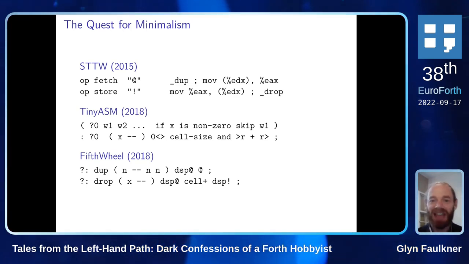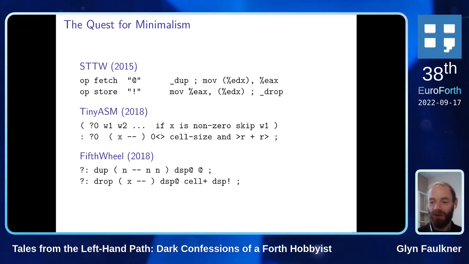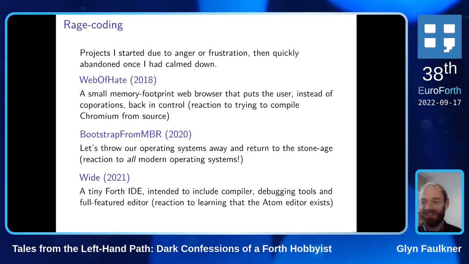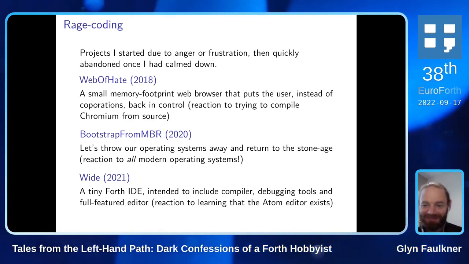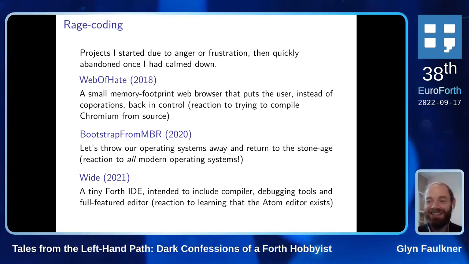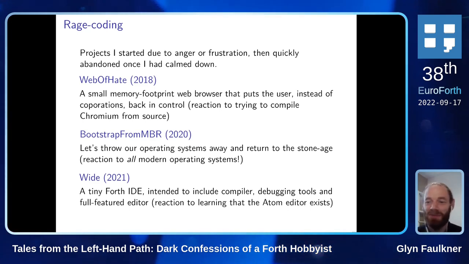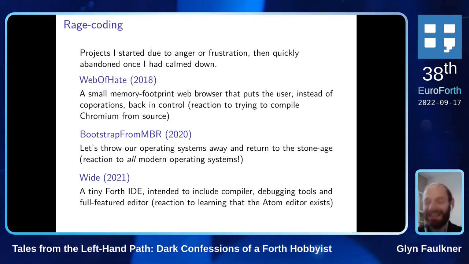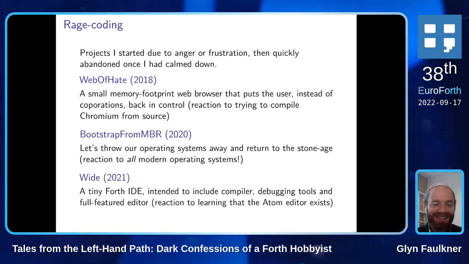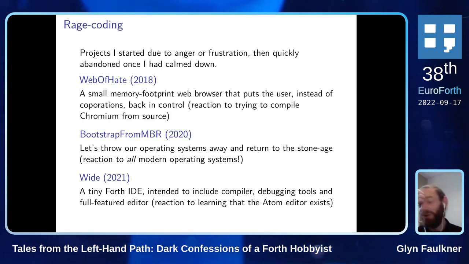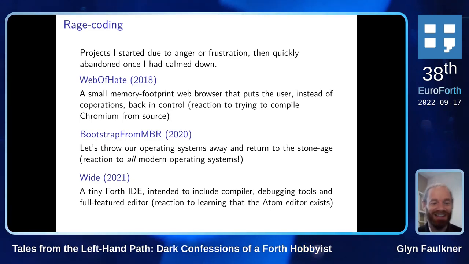Gradually, my solution to every problem I was faced with became, let's write a forth. Web browsers too complex, failing to compile one, let's write a forth. Frustrated with the direction operating system design has taken, write a forth. Discover that the Atom editor built on top of the Chromium browser is, what, 6 gig of source code for a programmer's editor. I think that's a reason to write a forth. And I started to realize that every time I got angry about something, I'd start writing a forth, which is not a healthy thing to do. My forth writing was becoming kind of addictive at this stage. I started to realize I had a problem.